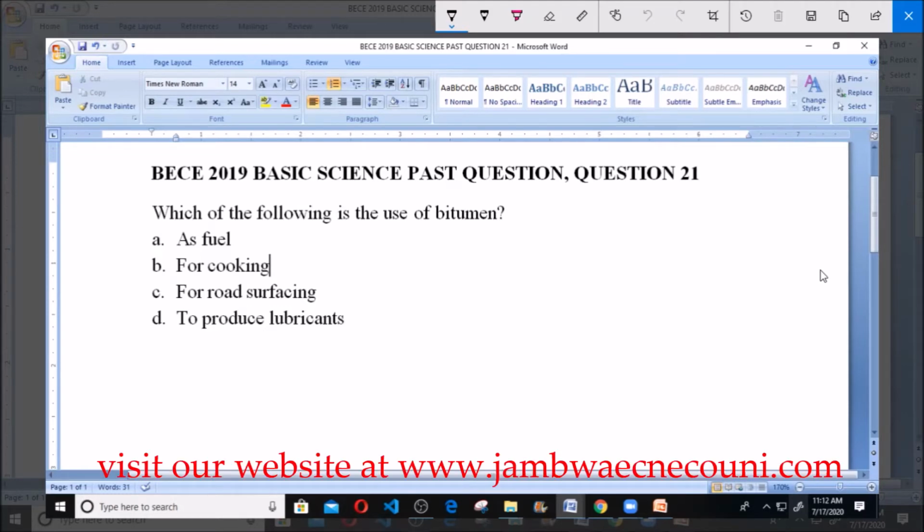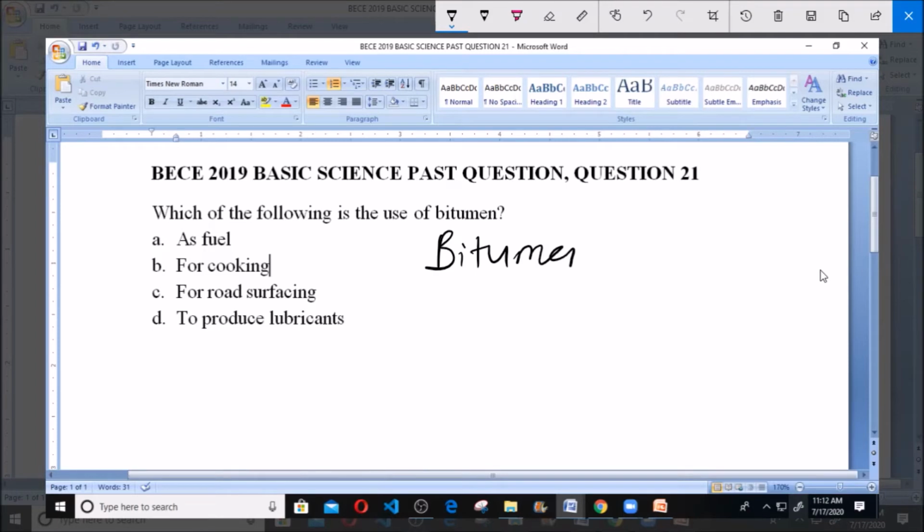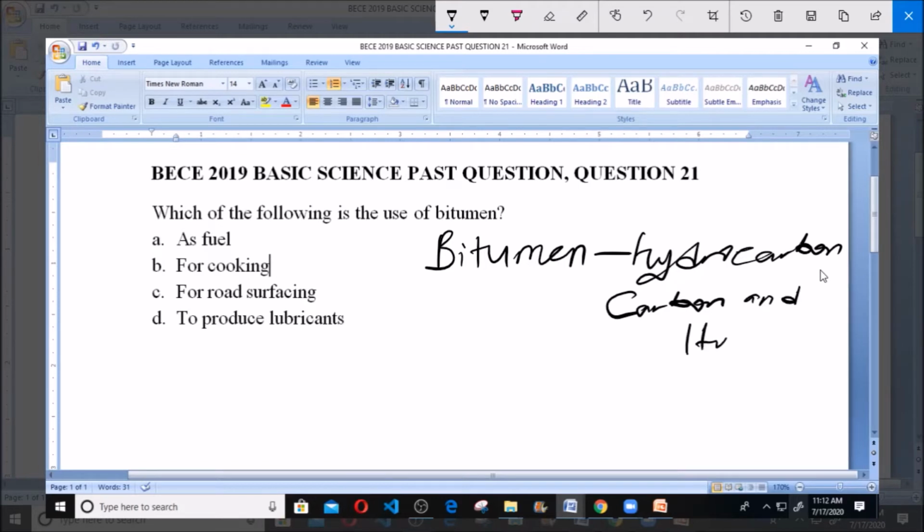Now I want us to understand that bitumen is a form of what? Hydrocarbon. Bitumen is an example of hydrocarbon. That is, it is made up of what? Carbon and what? Hydrogen. So bitumen is a form of hydrocarbon.